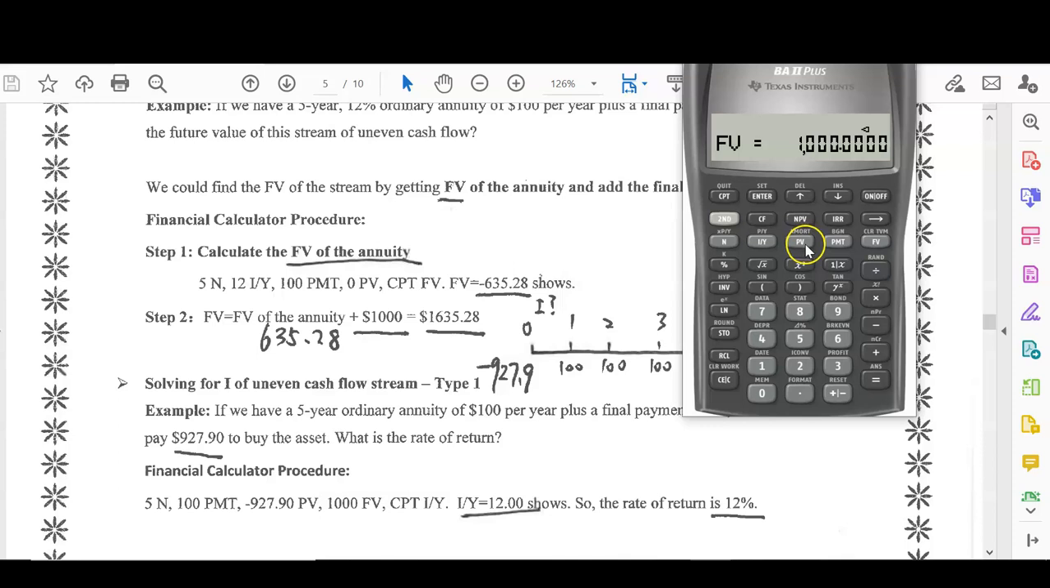Okay, you pay this much today, around 900. You're going to get 500s as payment, ordinary annuity at the end of each year for 5 years. And then after 5 years, you still receive an additional 1,000 as future value. Okay, and we're asking what is the rate of return here? We just compute for the interest rate, I. Okay, it's 12 on the screen. So we add back the percentage sign and the rate of return should be 12%.